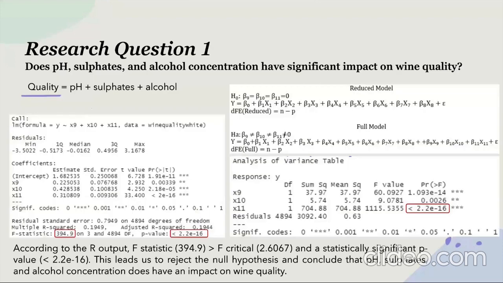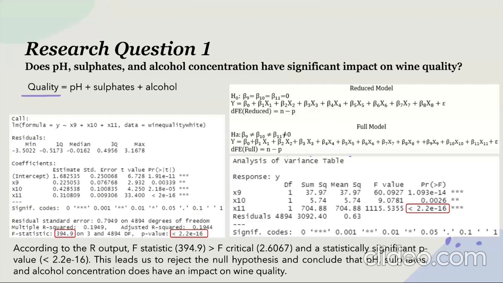improve it. So our first research question is to examine whether pH, sulfate, and alcohol concentration have a significant impact on wine quality. The hypothesis is that the physicochemical properties, such as pH, sulfates, and alcohol concentration, have a significant impact on wine quality. The variables were fitted to a linear model using the following equation. Quality equals pH, sulfate, and alcohol, with pH being X9, sulfate X10, and alcohol X11.